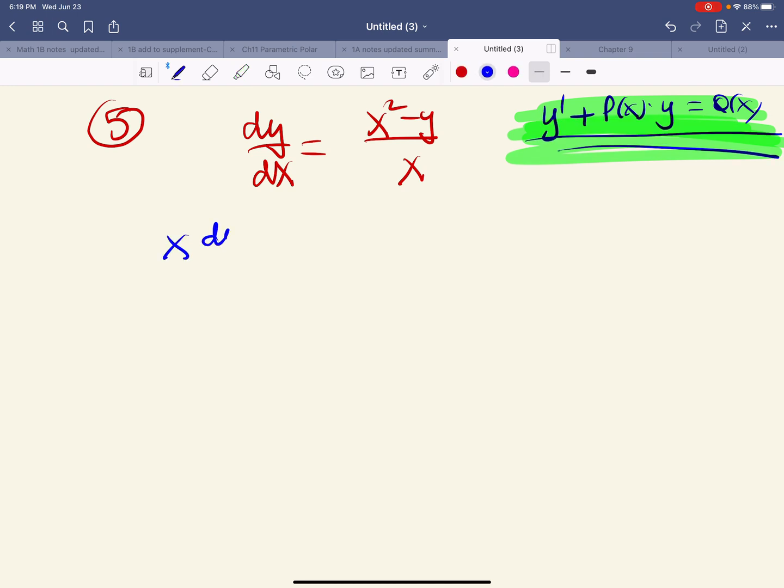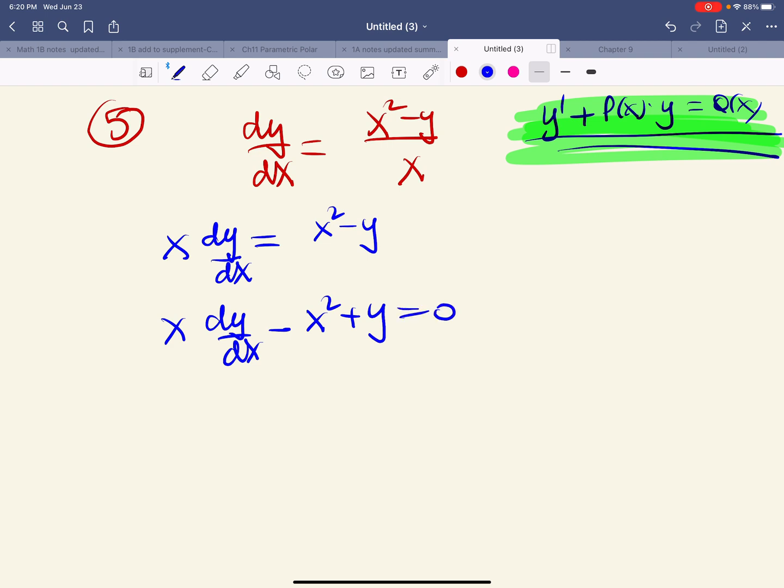I'm going to write x times dy over dx is equal to x squared minus y. x dy dx minus x squared plus y is equal to 0. Or x dy dx plus y is equal to x squared. I'm just rearranging to make it look nice, and I want it to look like that. I want to have derivative y prime plus a function of x times y equal to a function of x.